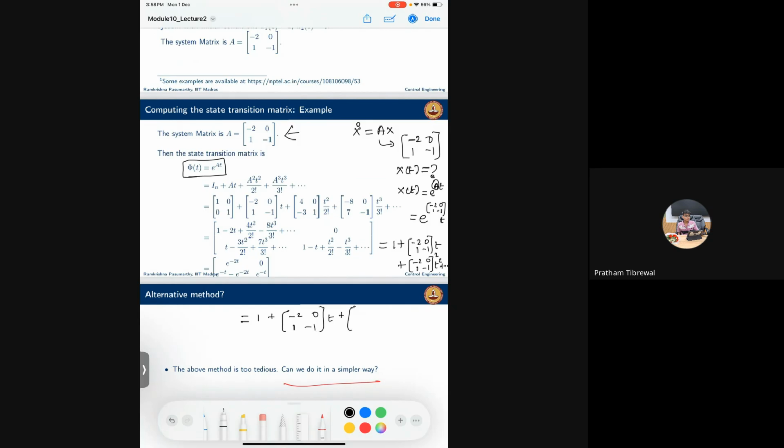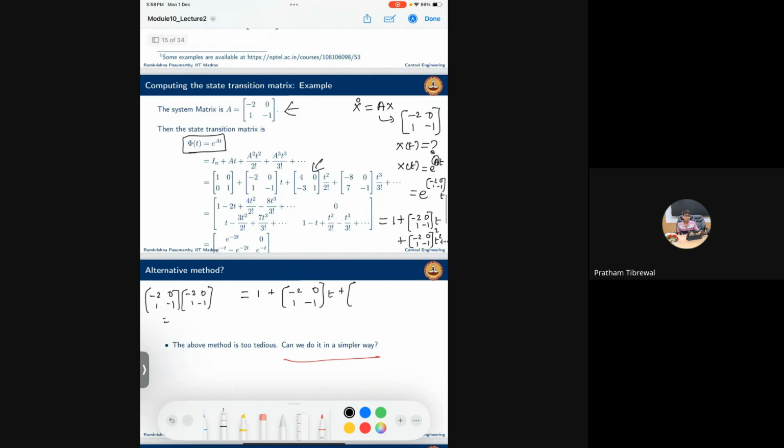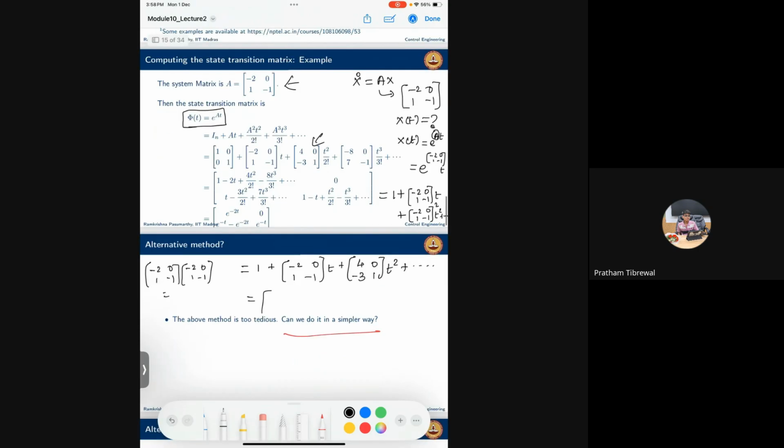So the square of this, how will you calculate the square of a matrix? You will multiply it again, or reduce it to echelon form and do it, but we don't have that much time now. So I'm going to use it as it is. This is the square, I'm going to write as it is, into t square. So if you find all this, 1 is actually not 1, it's an identity matrix, plus -2, 0, 1, -1 into t, plus 4, 0, -3, 1 into t square.